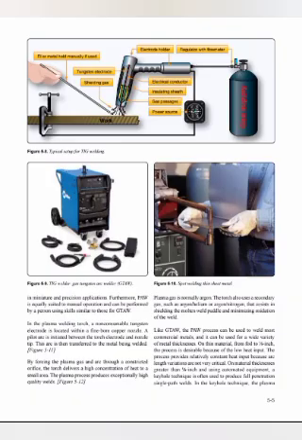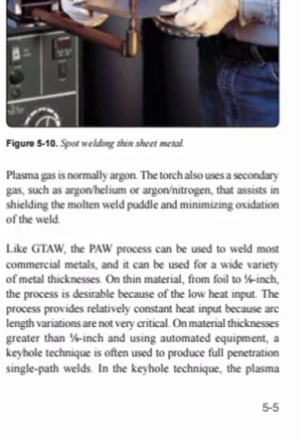Plasma gas is normally argon. The torch also uses a secondary gas, such as argon helium or argon nitrogen, that assists in shielding the molten weld puddle and minimizing oxidation of the weld. Like gas tungsten arc welding, the plasma arc welding process can be used to weld most commercial metals and it can be used for a wide variety of metal thicknesses. On thin material from foil to an eighth inch, the process is desirable because of the low heat input. The process provides relatively constant heat input because arc length variations are not very critical.